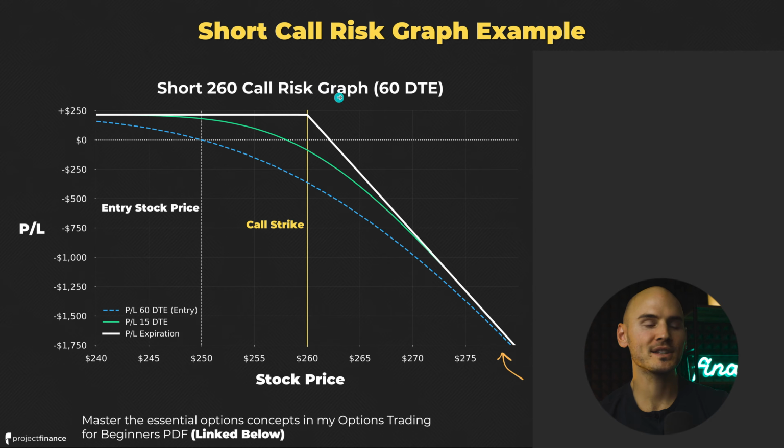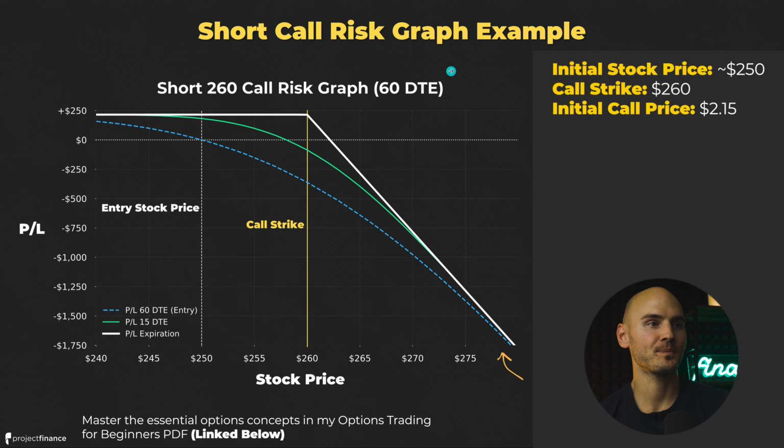If we look at this risk graph, we are looking at how much we can make or lose when shorting a theoretical 260 strike call option. And this call option has an entry price of $2.15 and 60 days to expiration. The stock price at the time of entry is $250. And as we can see here, if I short this call option and the stock price begins to increase, then I will start to lose money on this short call position. But if the stock price stays below 260 and ideally falls lower, I start to make money on this position.